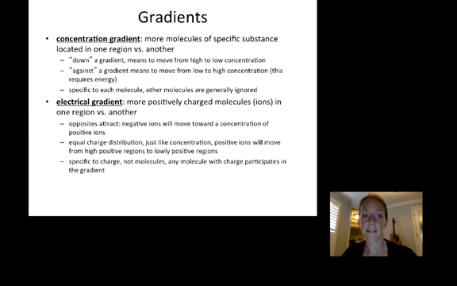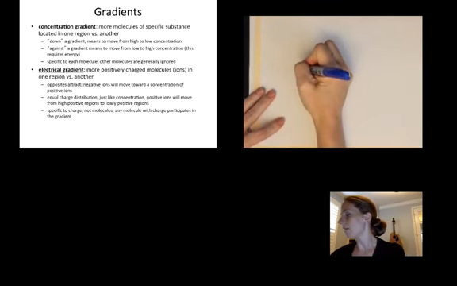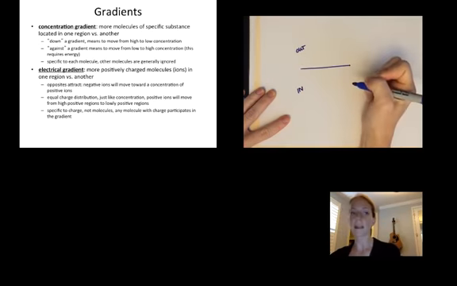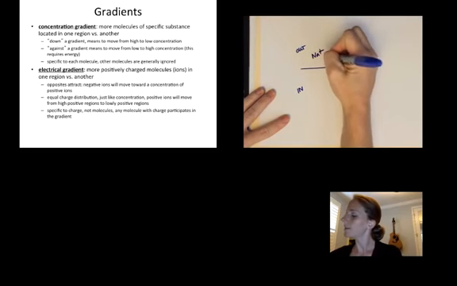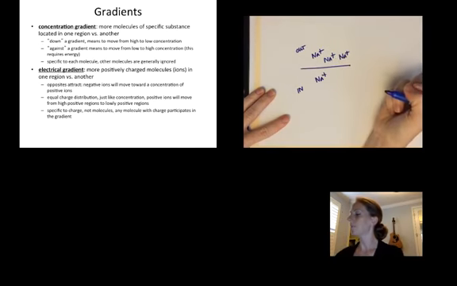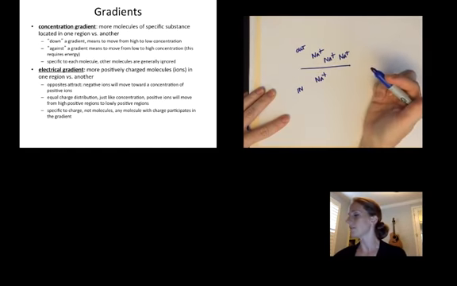So let's talk about gradients. Gradients can either be concentration or electrical gradients. For concentration gradients, there are more molecules of a specific substance located in one region versus another. Okay, let's draw this out. For a concentration gradient, you have a membrane, and you have outside the membrane versus inside the membrane, and you have a particular substance, let's say sodium, outside the cell, and you have sodium inside the cell.